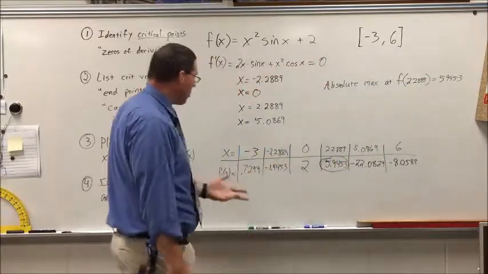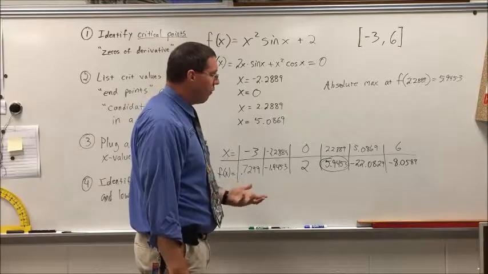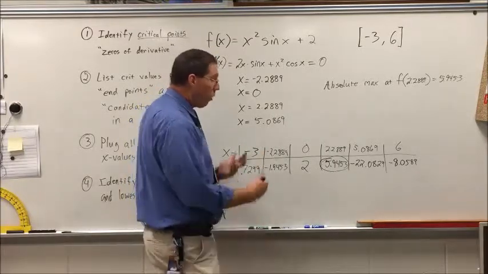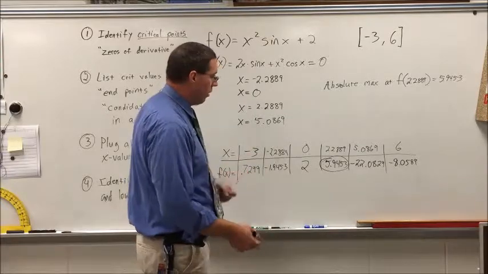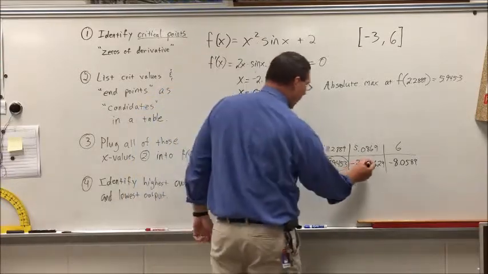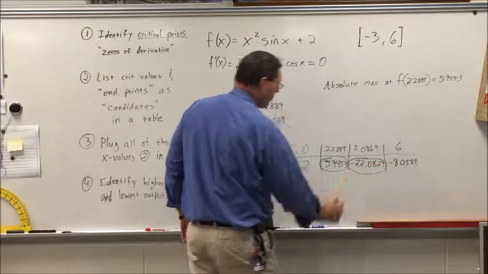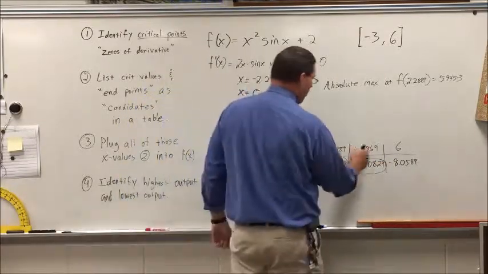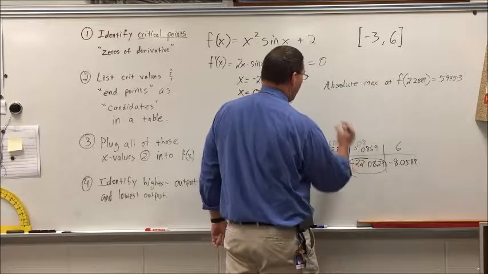Now, what's the lowest number? We're usually looking for the largest magnitude negative value. But if there are no negative values, then you're just looking for the lowest number. In this case, we've got negative 22. That is the lowest number of all these output values.